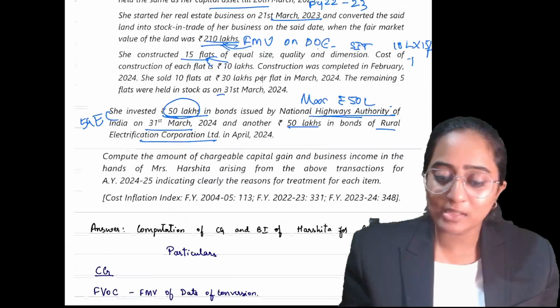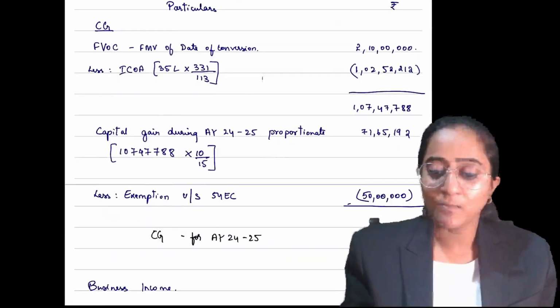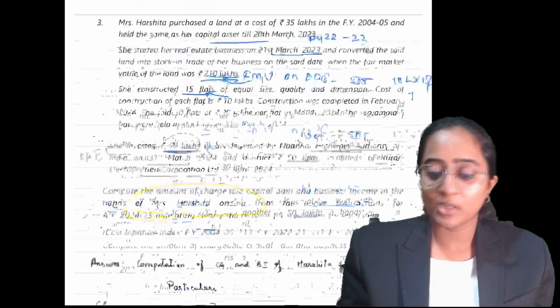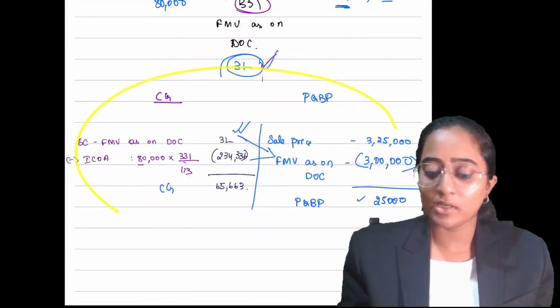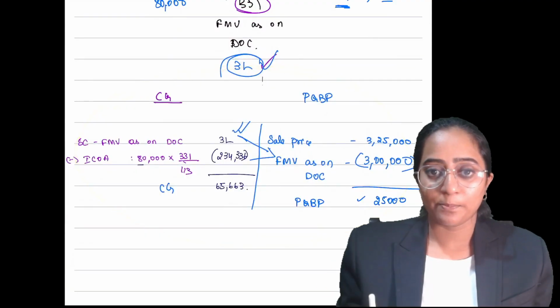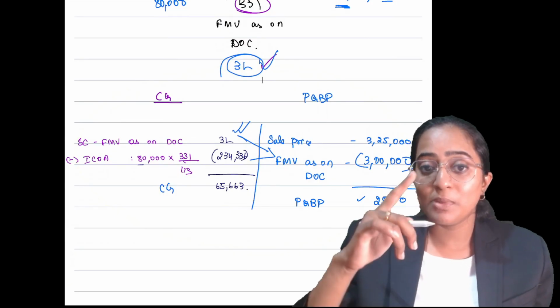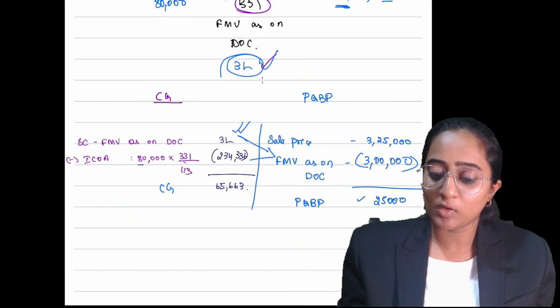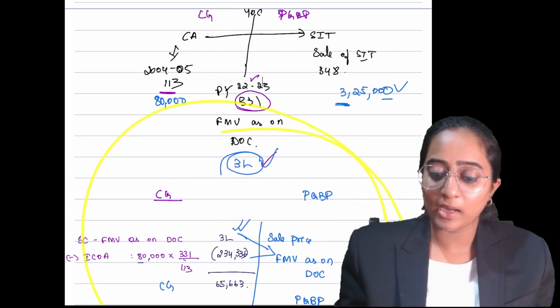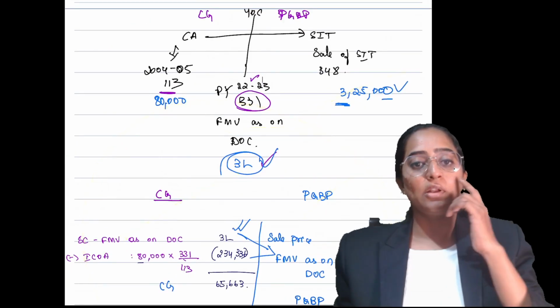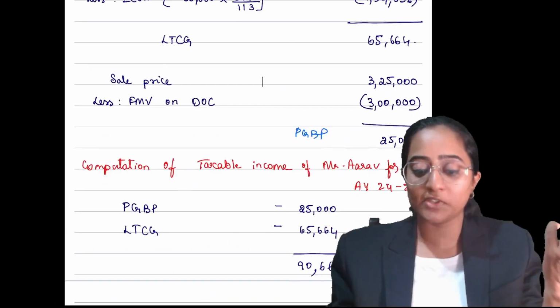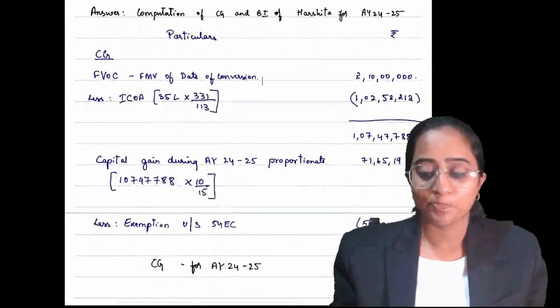Computation of your capital gain in this case: if you observe, people, you see fair market value on the date of conversion. Whatever the concept which I had explained over here, it is going to be the same concept. If you're directly looking into question number 3 for the solution, please do look into question number 2, because I've explained the entire logic behind why we are going to consider the capital gain and PGBP like this. If you've already watched question number 2, well and good, you can continue.